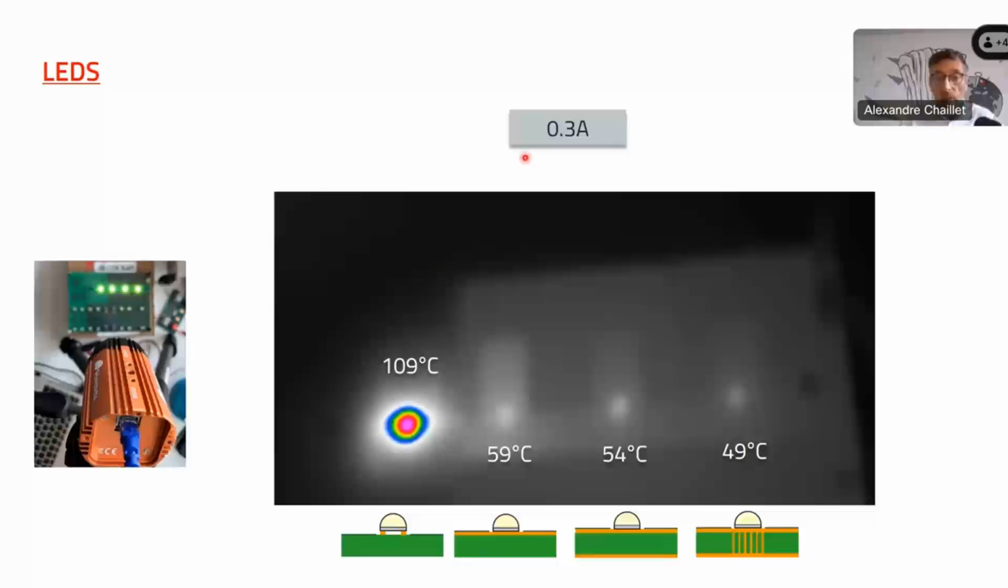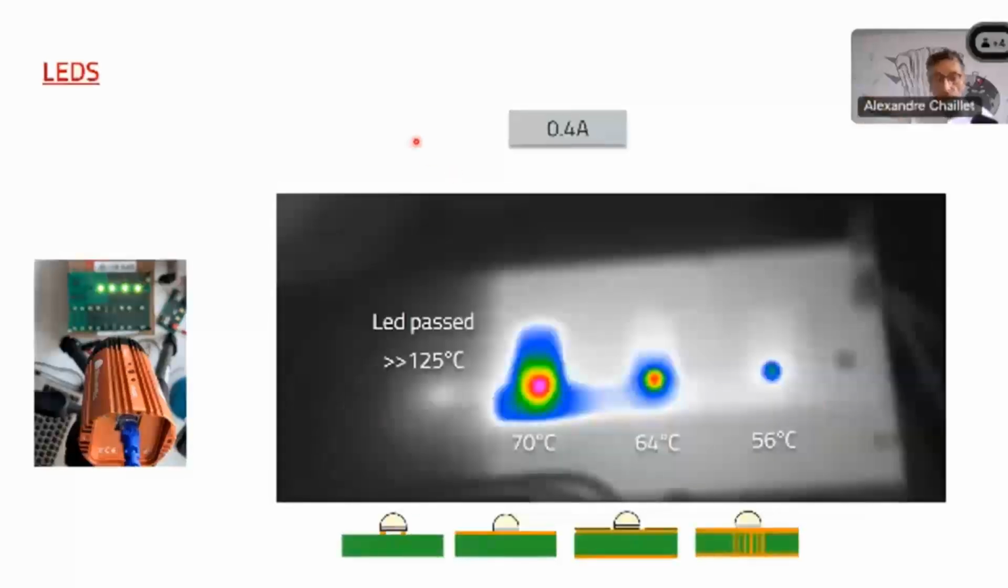As you can see, with only 0.3 amp, where the maximum is 0.7, you reach a very high temperature, 109 degrees Celsius. And the 3 others are, let's say, quite cold. At 0.4, the LED passed. And I mean, it really passed, because I did it and poof, I saw a big brightness, and that was all. So you cannot even use it at half power, and it blows up.